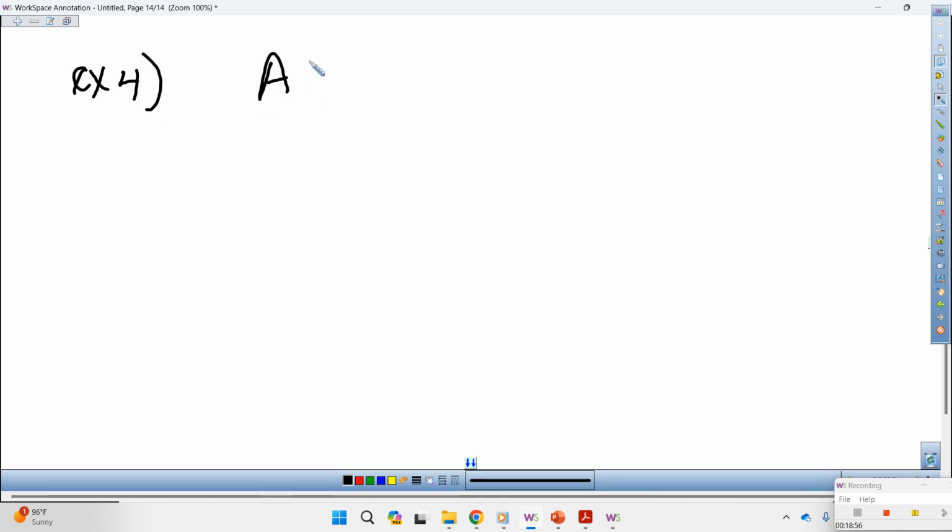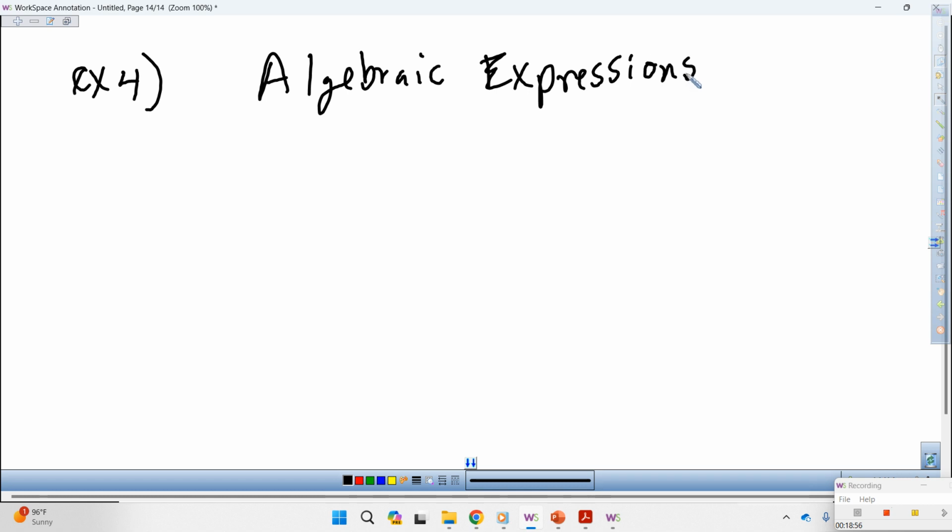From this point forward, these are algebraic expressions. Question, can we solve those expressions? No. What is the only thing we can do? Simplify. That's what we've been doing. All right, here we go.